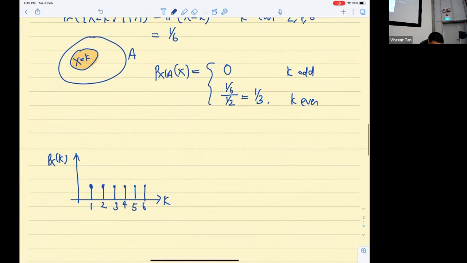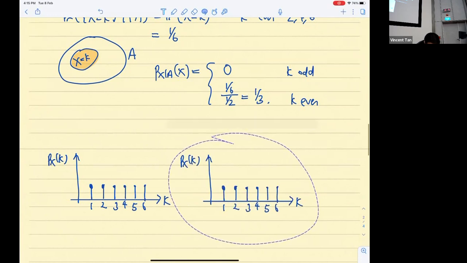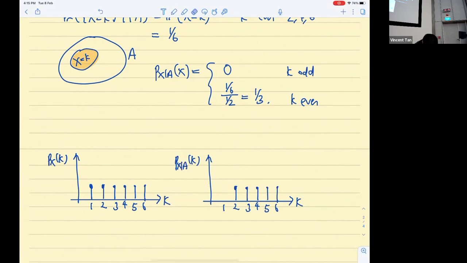Okay, that was at the very beginning. But after Oliver told us that the toss is even, the outcome is even, P of X given A. Well, then it cannot be odd anymore. So I need to get rid of all these odd ones. But now I already told you that the conditional PMF is a PMF.